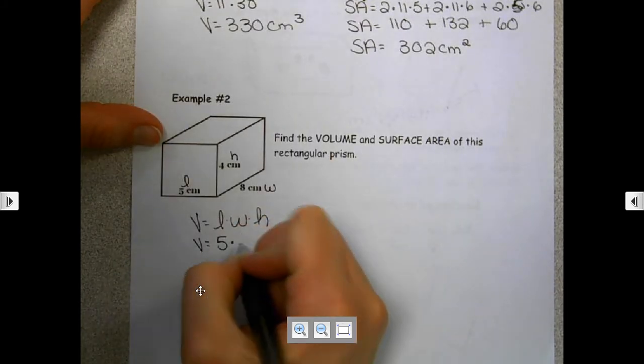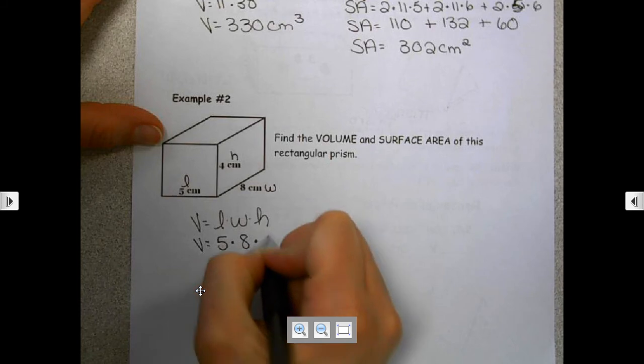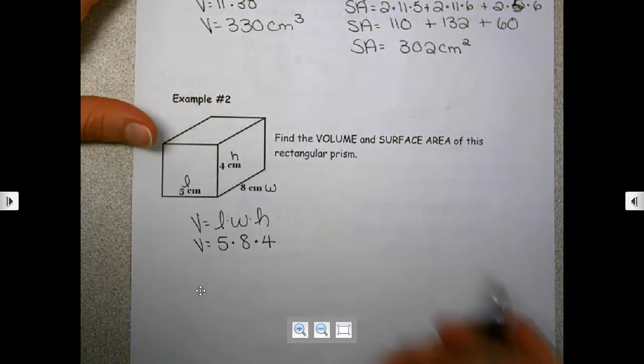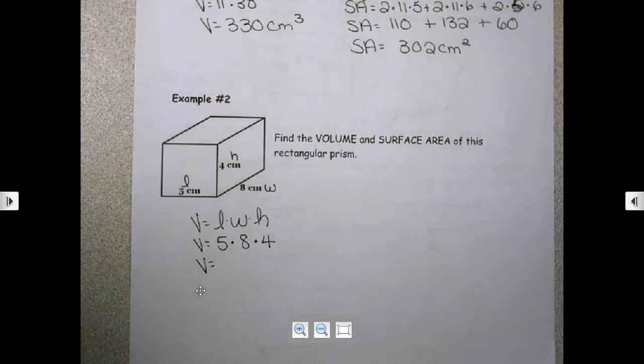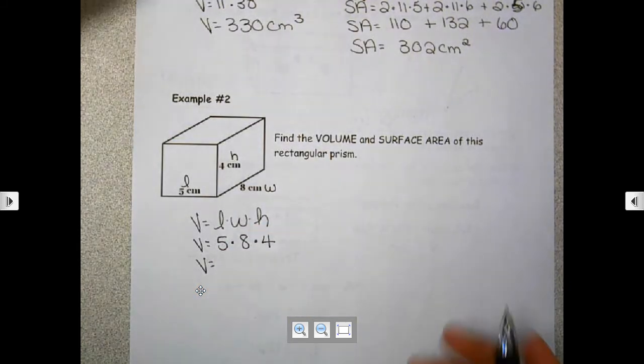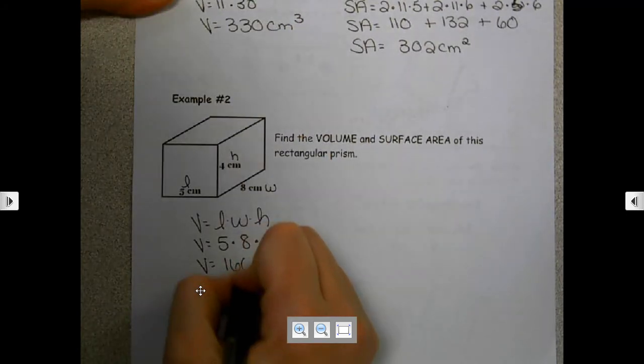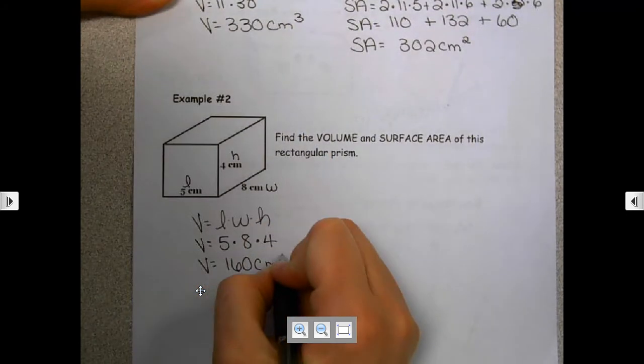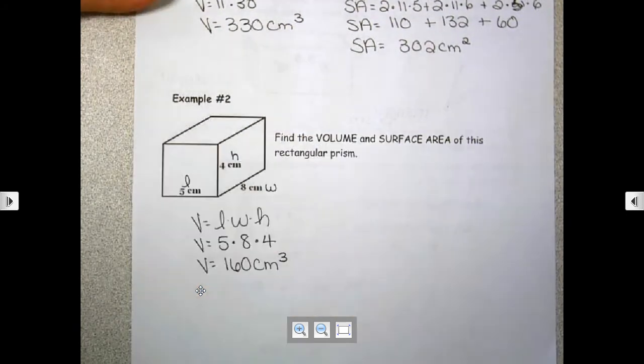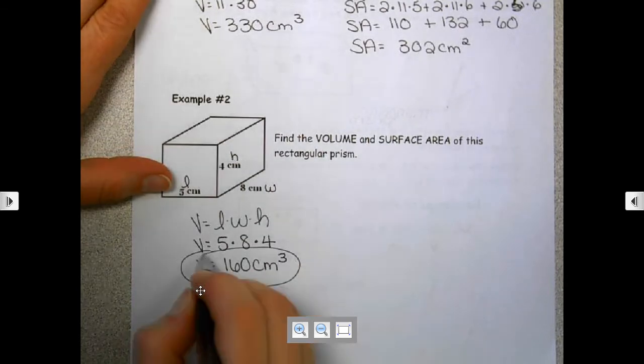The length is 5, the width is 8, and the height is 4. Okay, volume equals 5 times 8 is 40. 40 times 4 is 160. 160 centimeters cubed. Volume is cubed. So there is our answer.